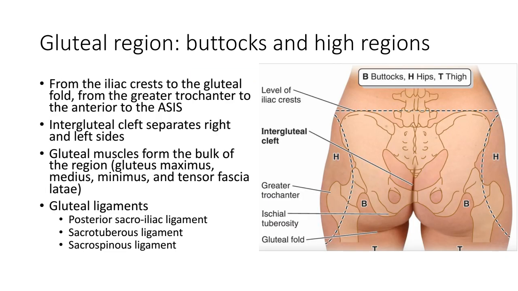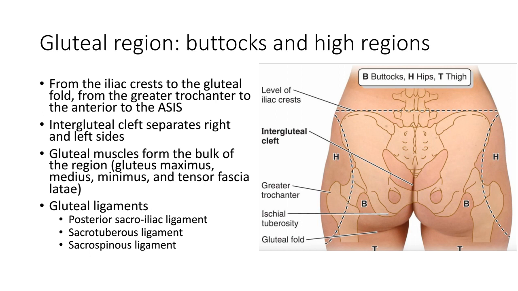All right, now we're going to switch gears and go to the gluteal region, which is the buttocks and upper thigh region. From the iliac crests to the gluteal fold, and from the greater trochanter to the anterior part of the ASIS is what we're going to be looking at, those areas.